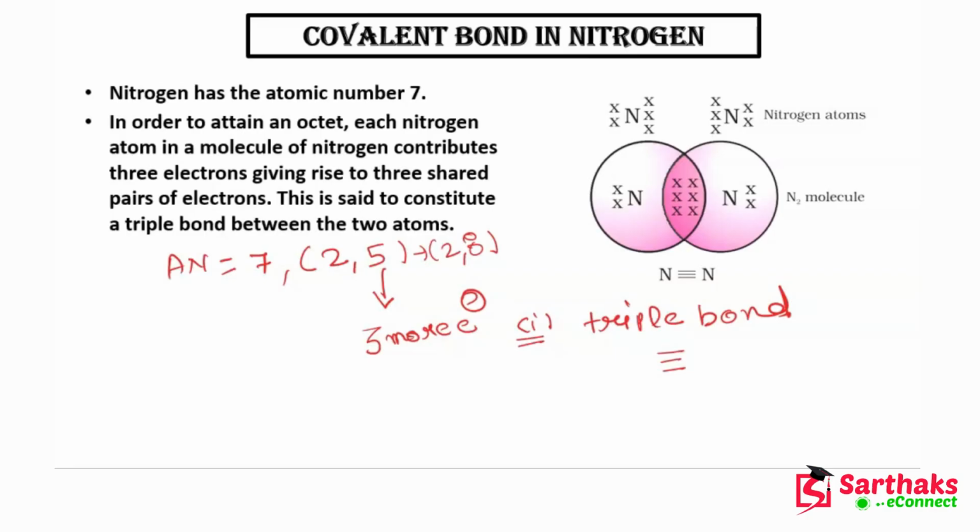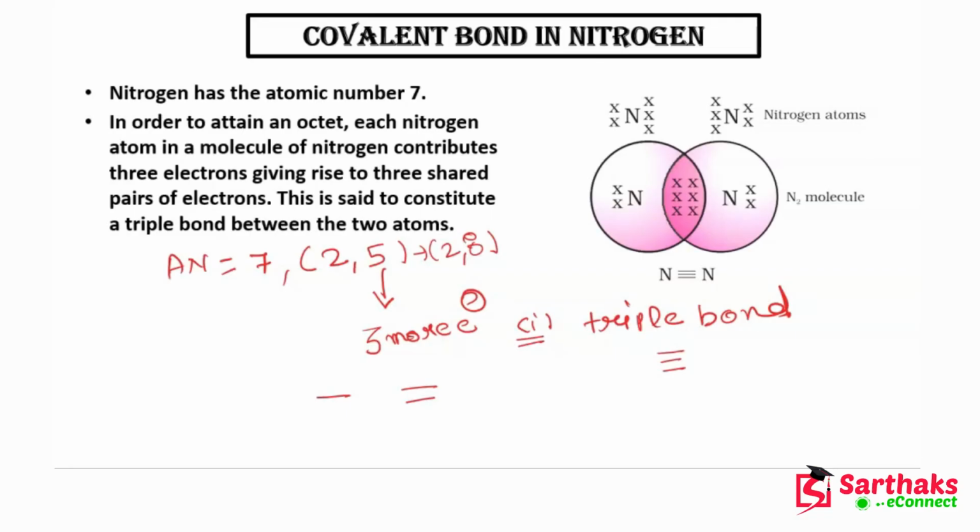Single bond is denoted by a single line, double bond is denoted by a double line, and triple bond is denoted by 3 lines. Okay, now guys, in a single bond only 1 pair of electrons is shared, in a double bond 2 pairs of electrons are shared, and in a triple bond 3 pairs of electrons are shared. So I hope guys this point is clear to you.